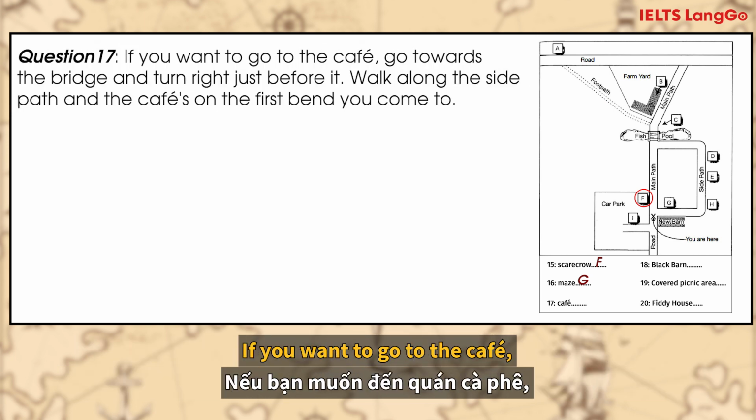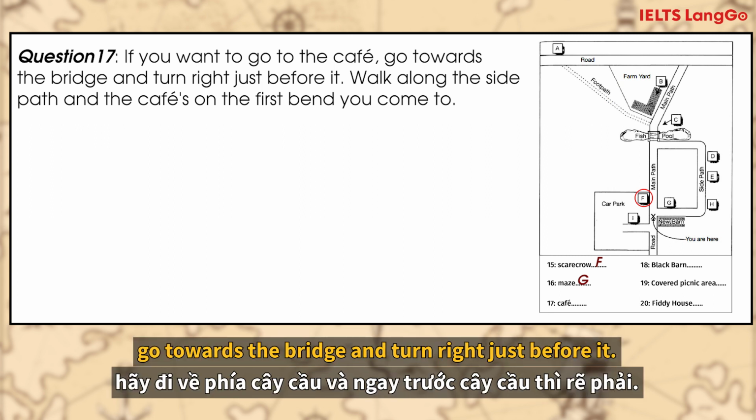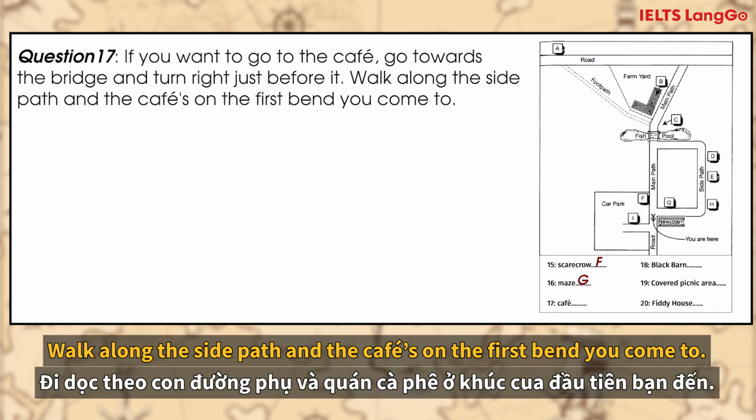If you want to go to the cafe, go towards the bridge and turn right just before it. Walk along the side path and the cafe is on the first bend you come to.